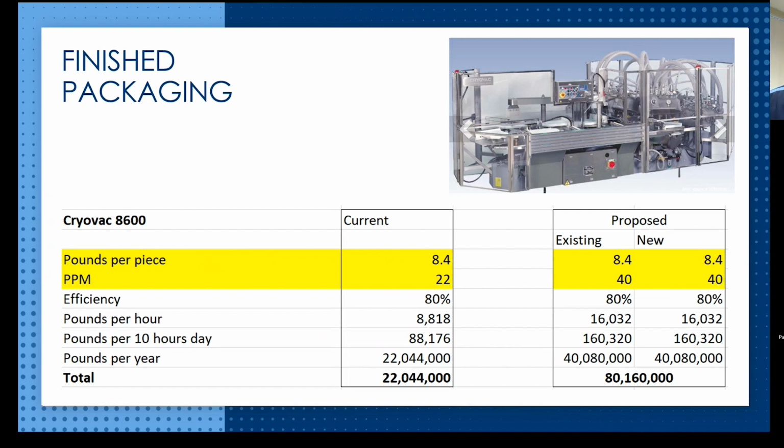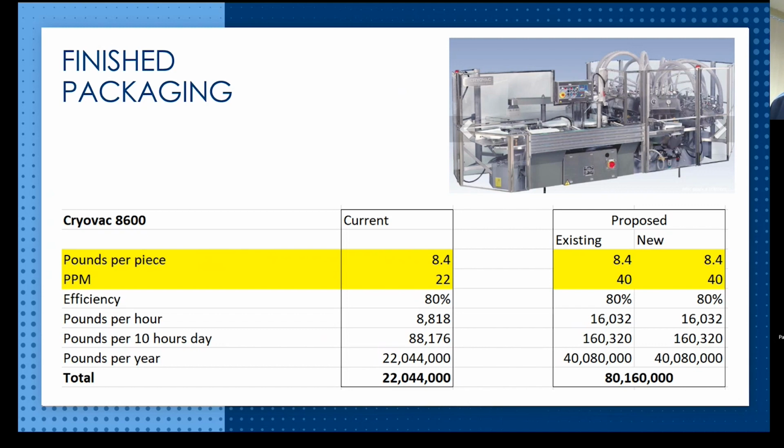We take that guaranteed rate based off the cavity size, the product, and then apply an efficiency. And there again, extrapolate over the hours per year to determine what that capacity needs to be. On this one, everything went through this packaging machine. So we're looking at our overall annual requirement.